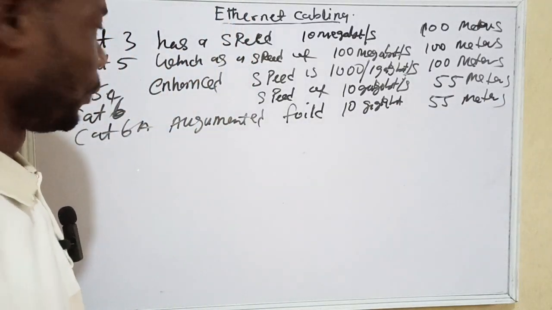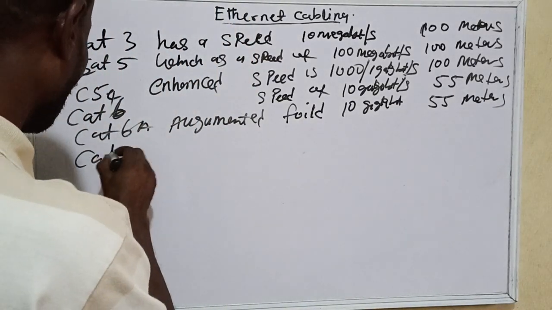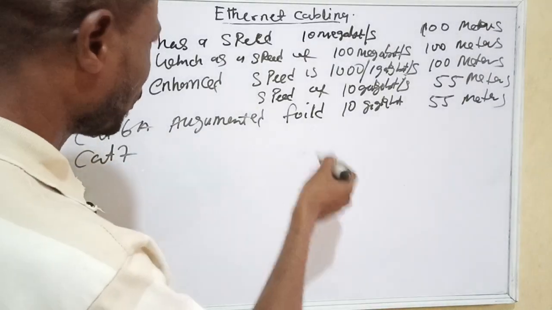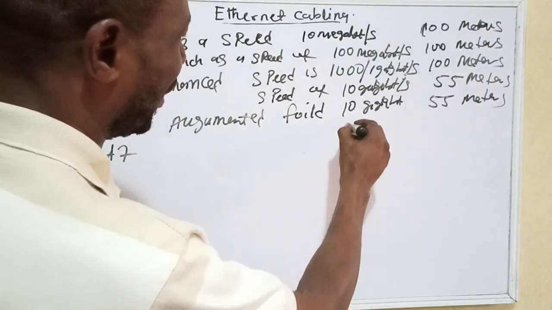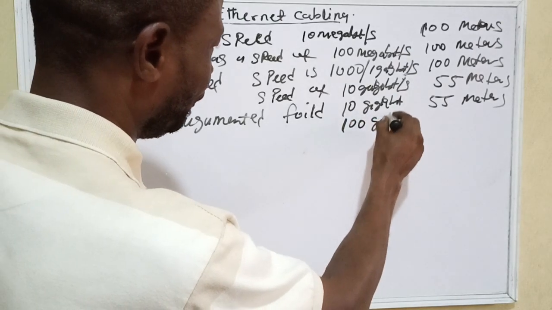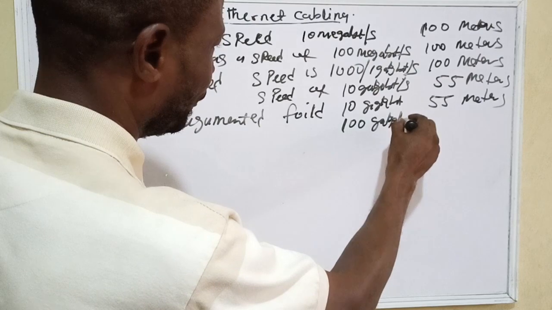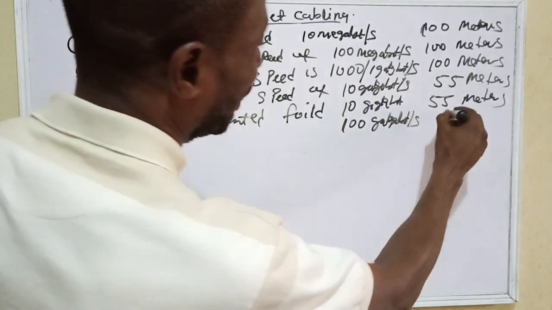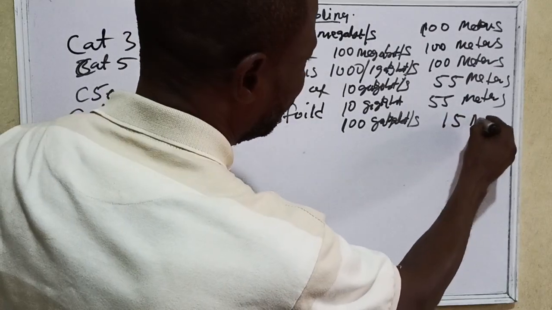Okay, Cat 7 can transmit data at a speed of 100 gigabits per second, but at a range of 15 meters.